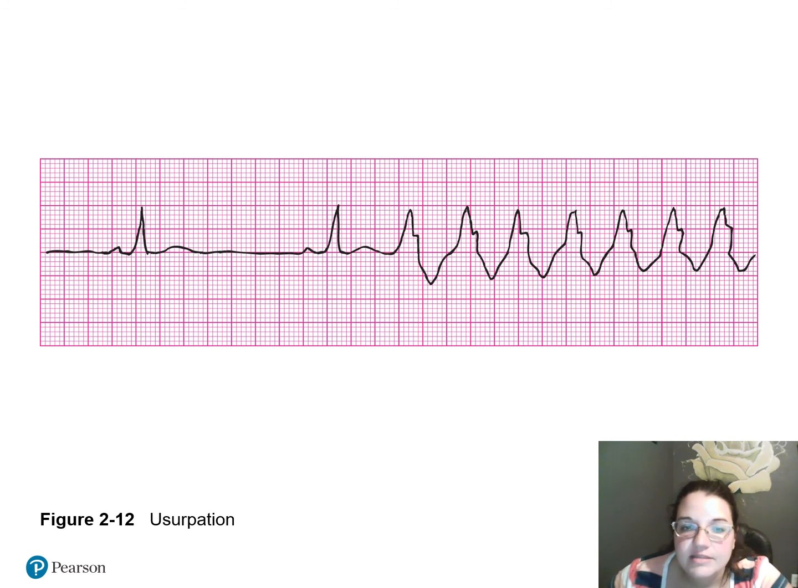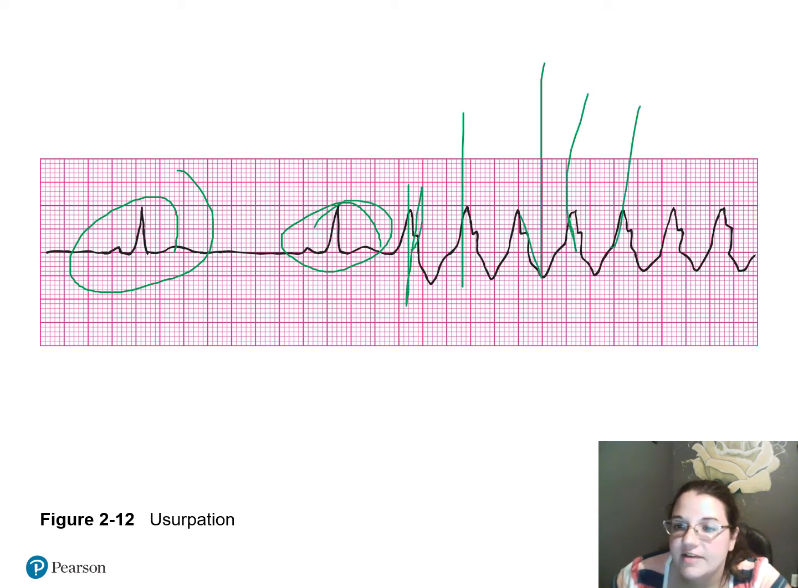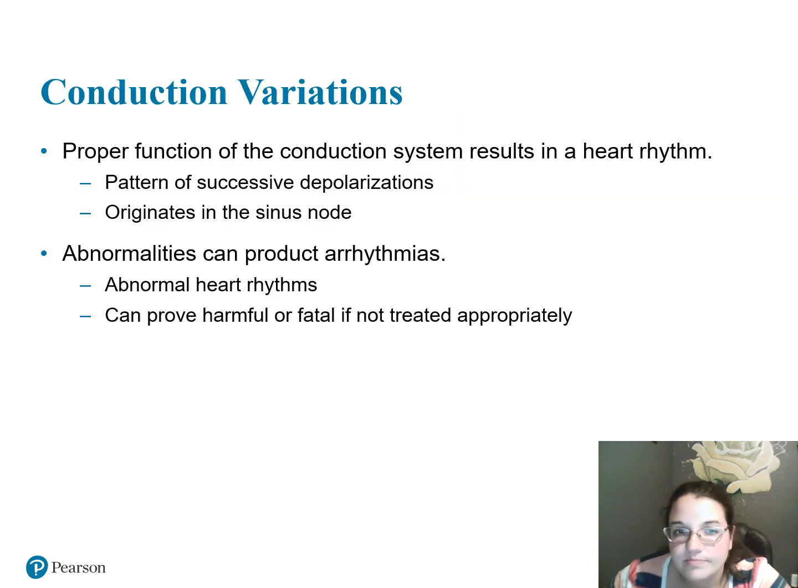So here you'll see a normal beat and a normal beat, and then bam, fast beat, faster, faster, faster, faster, faster. This is your usurpation. All right.